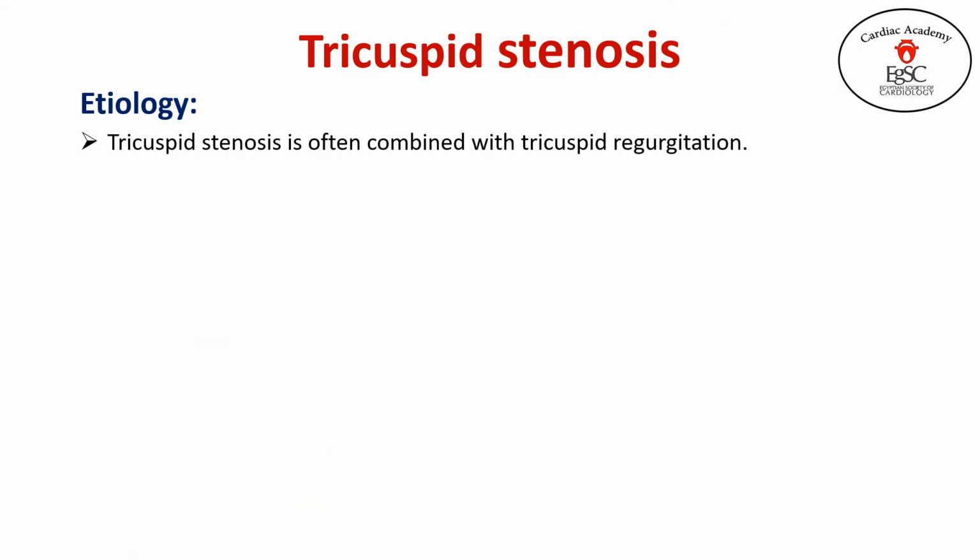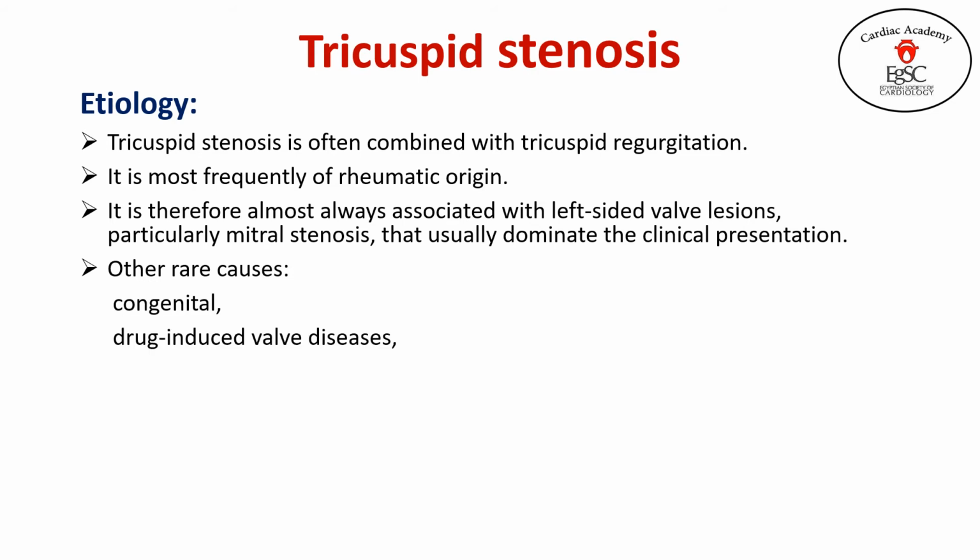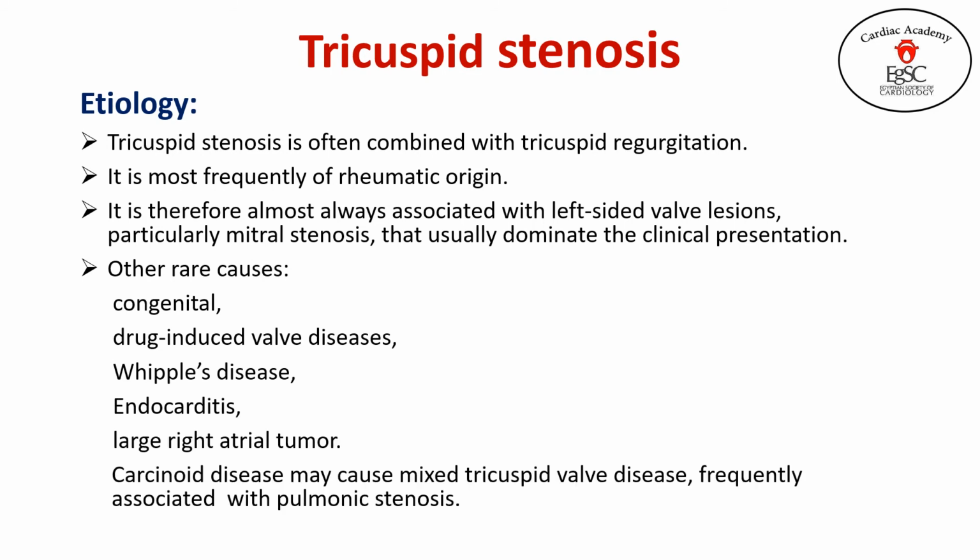Tricuspid stenosis is often combined with tricuspid regurgitation. It is most frequently of rheumatic origin. It is therefore almost always associated with left-sided valve lesion, particularly mitral stenosis, that usually dominate the clinical presentation. Other rare causes: congenital tricuspid stenosis, drug-induced valve disease, Whipple's disease, endocarditis, large right atrial tumor, and carcinoid disease.